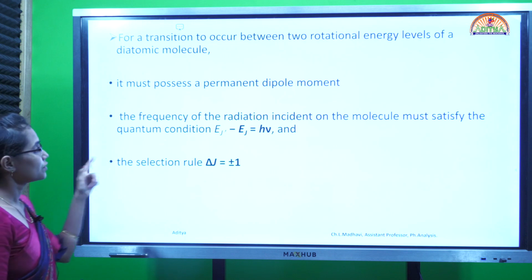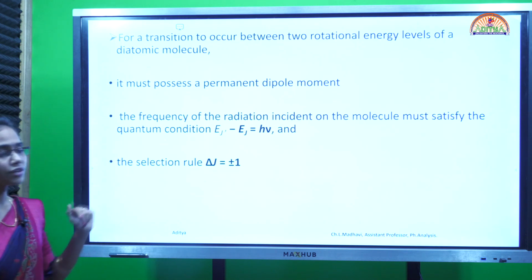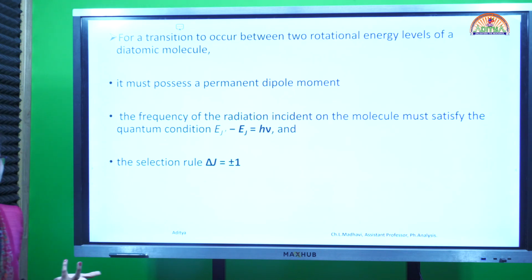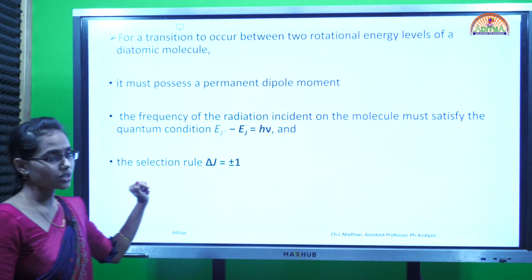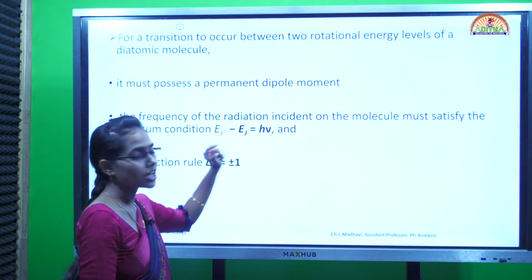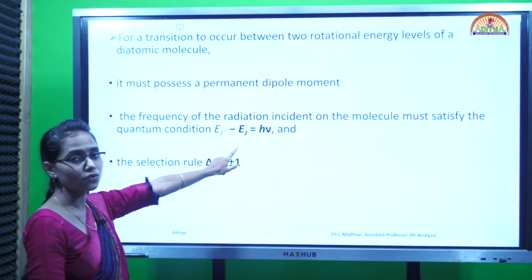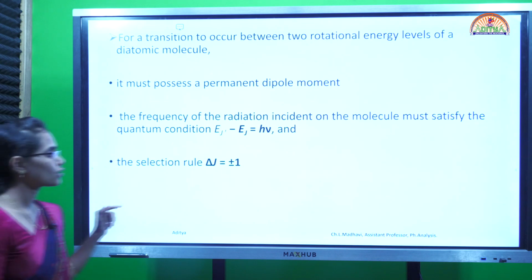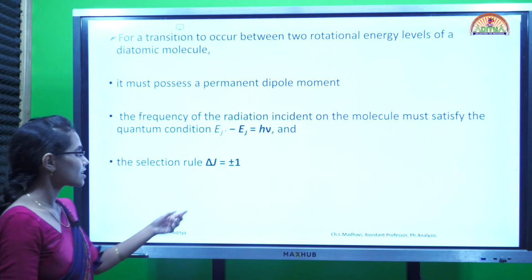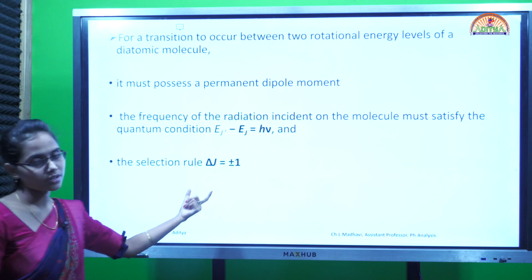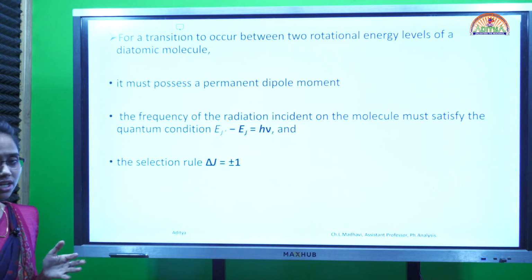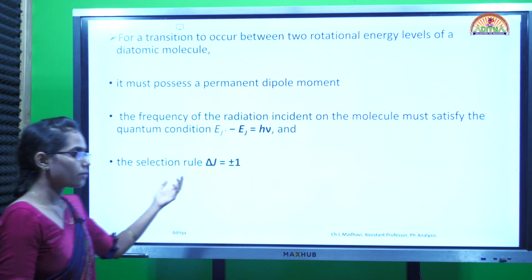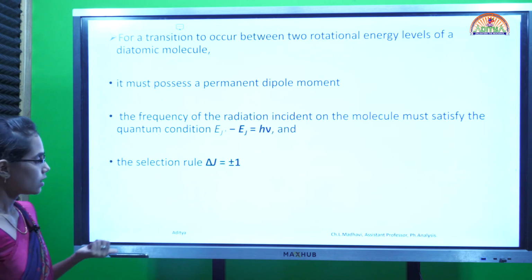And the other thing is the frequency of radiation. The frequency of radiation incident upon the molecule must satisfy the quantum condition, E(J+1) minus Ej equals h nu. This condition has to be followed, and also the selection rule, delta J equals plus or minus 1. Delta J is nothing but the difference in the energy levels. As we are taking J and J plus 1, the selection rule will obviously be accepted.